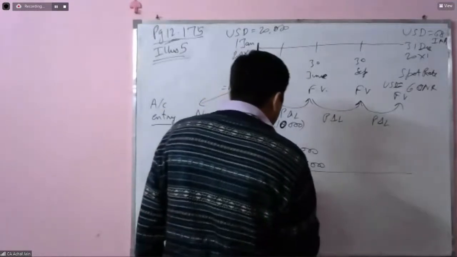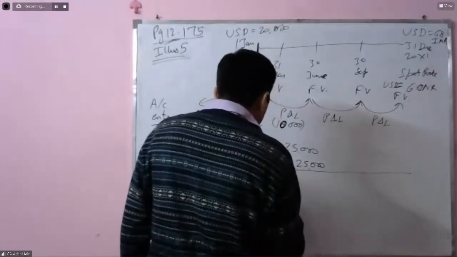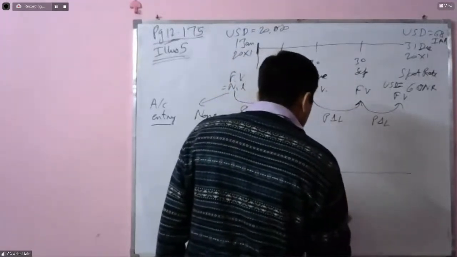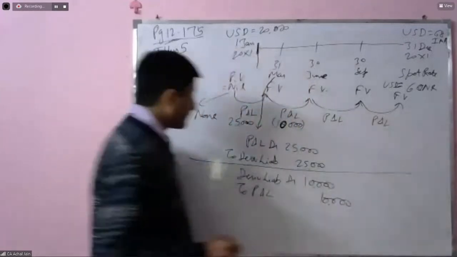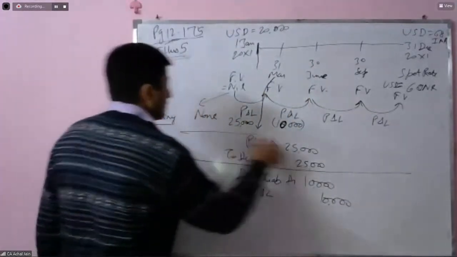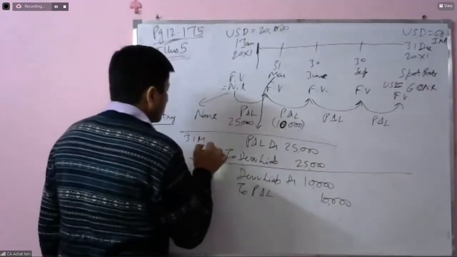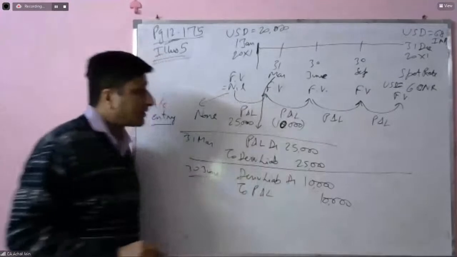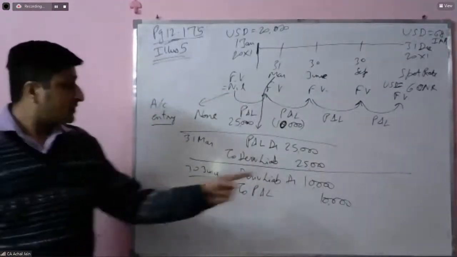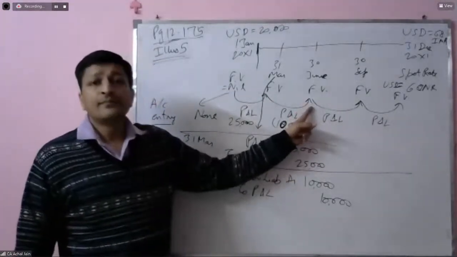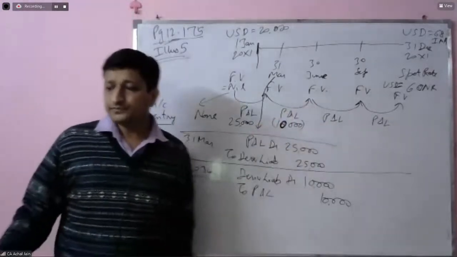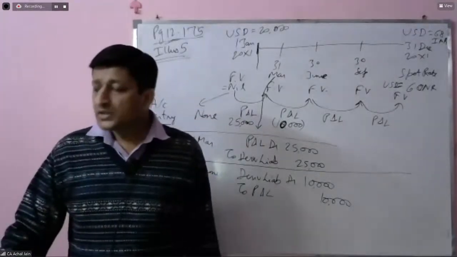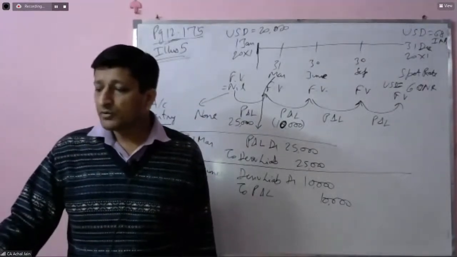Derivative liability will now be debited to P&L, 10,000. Now I think I'll have to put the date. On 30th June, what will happen? The balance of this derivative liability will become 15,000. Correct? Simple. Again, on 30th September, let's see what's the fair valuation.